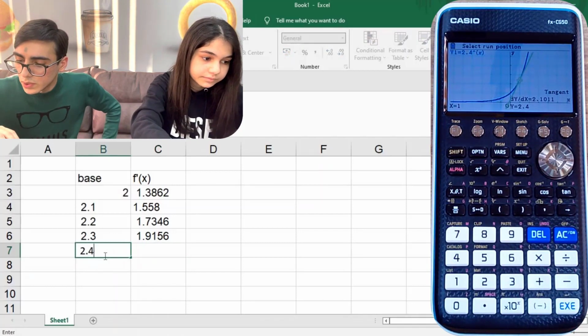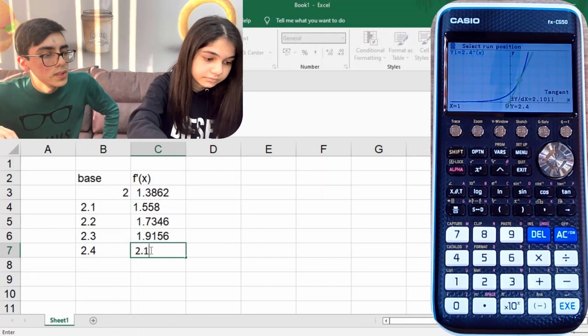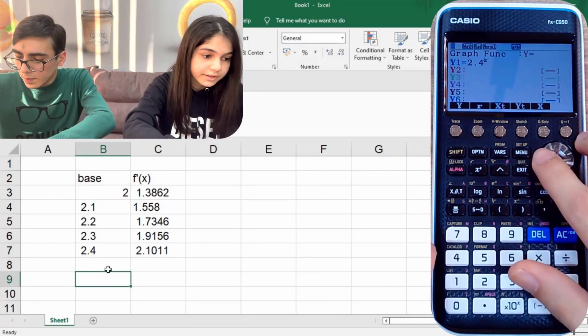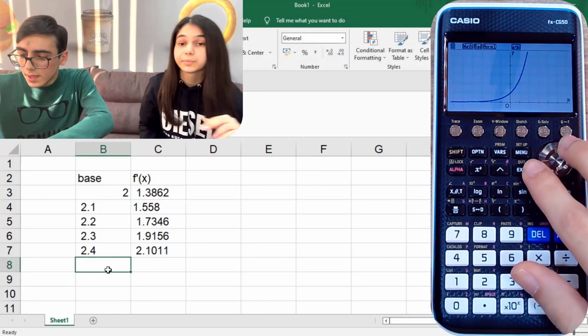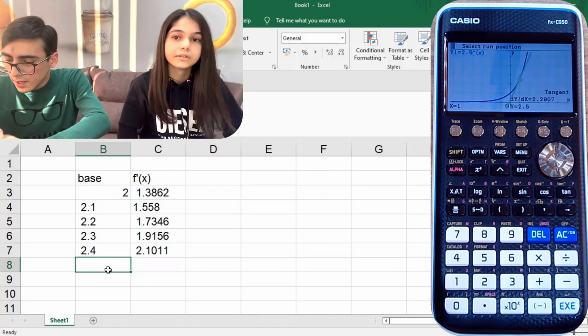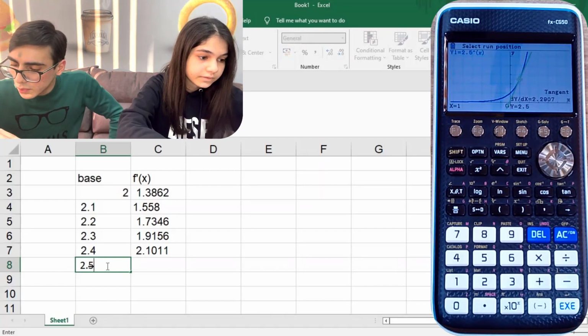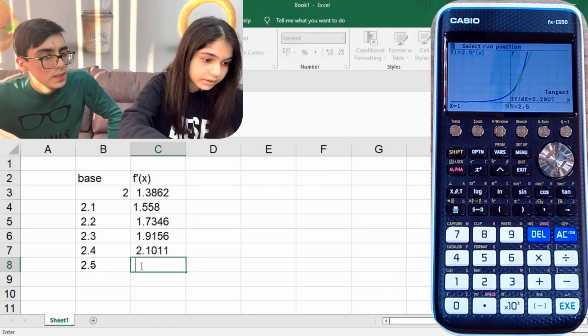It will be 2.1011. It has approached 2 already. For 2.5, it will be 2.2907.